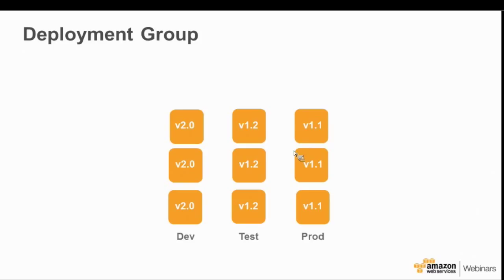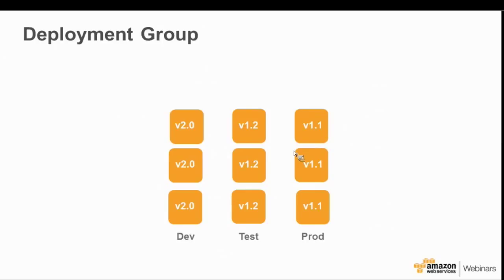So you really have a lot of flexibility to organize the hosts we're going to deploy to in any way you want. An application can have multiple deployment groups. So as we see in this little visualization, a very common thing we see with customers is you'll have 3 or more tiers. So you can have a deployment group which represents your development environment. That could be on one version of your application.